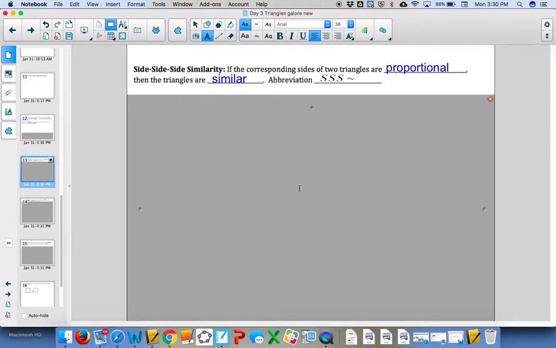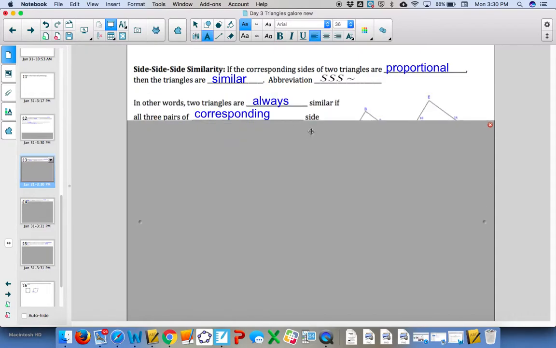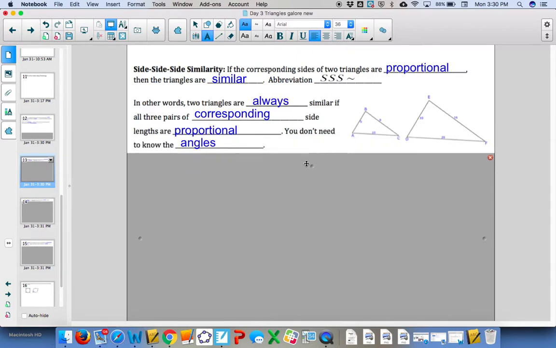So one shortcut that we learned is side-side-side similarity. If the corresponding sides of two triangles are proportional, then the triangles are similar. The abbreviation would be side-side-side with the similarity symbol. It looks like the congruent symbol, but you don't have the equal sign there anymore. Another way of saying this is two triangles are always going to be similar if all 3 pairs of corresponding side lengths are proportional, and I don't have to have any information whatsoever about the angles. Just the 3 side lengths by themselves is enough to know.